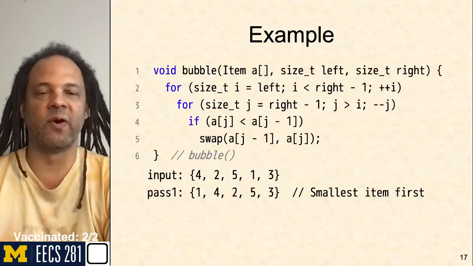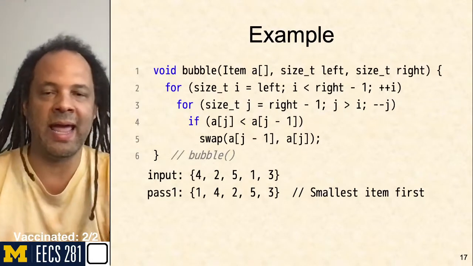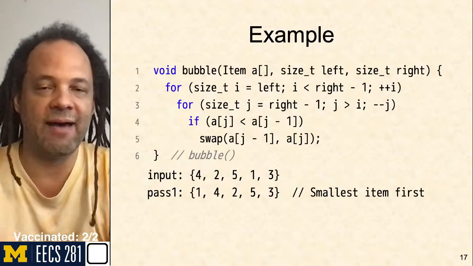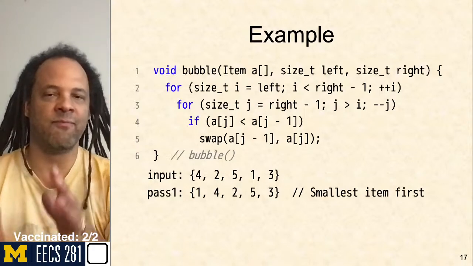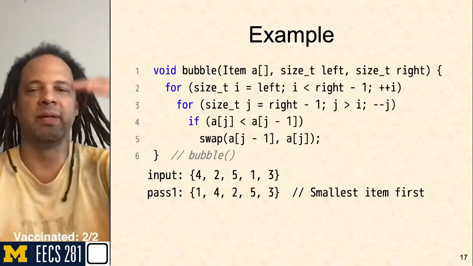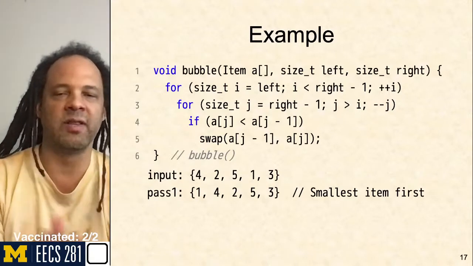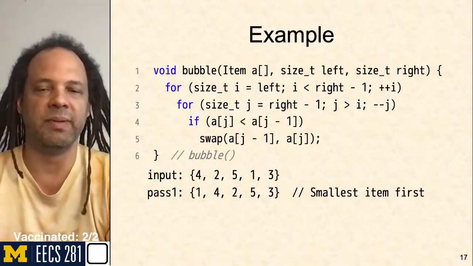So after that first pass, I've made 3 swaps. And I end up with data that looks like 1, 4, 2, 5, 3. So my bigger item, the 5, is kind of moving its way to the right. It's bubbling up to the top, if you will. And my smallest item, that 1, has sunk to the bottom, or it's moved to the very first position where the smallest item should be.